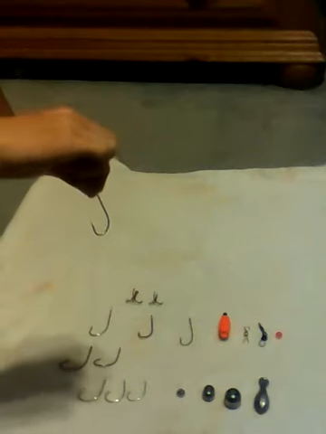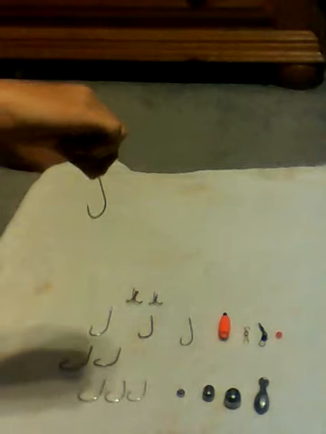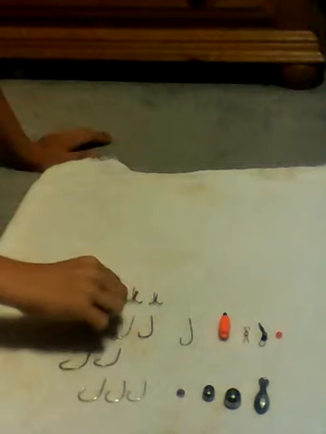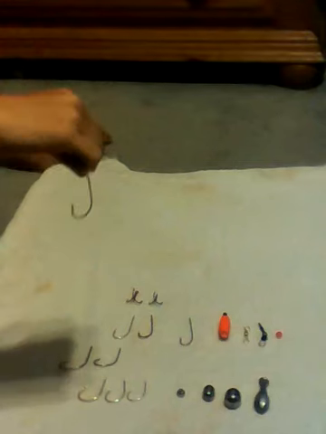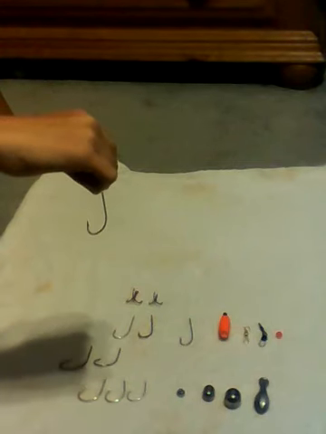This is a saltwater J hook. This one isn't that big, but it's really useful for catfish. I have a bigger J hook. This one's about 3 inches long. That's a good size.